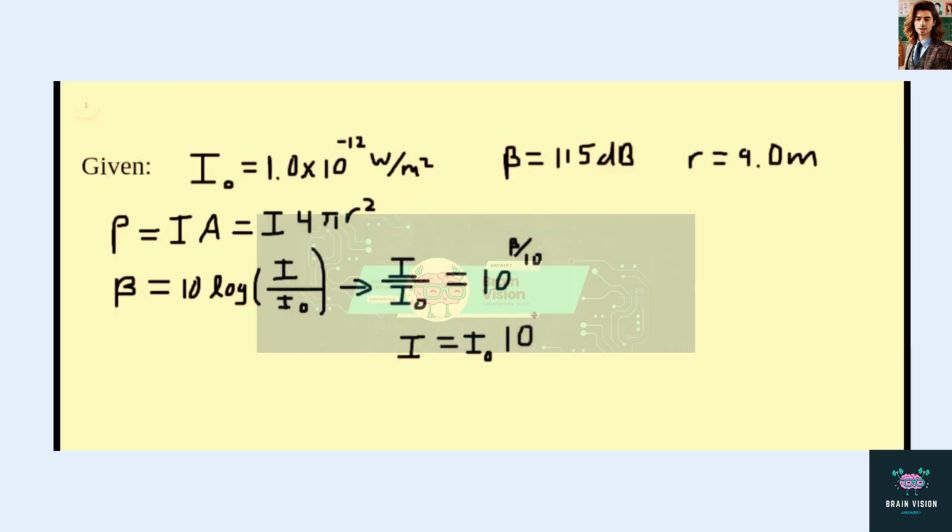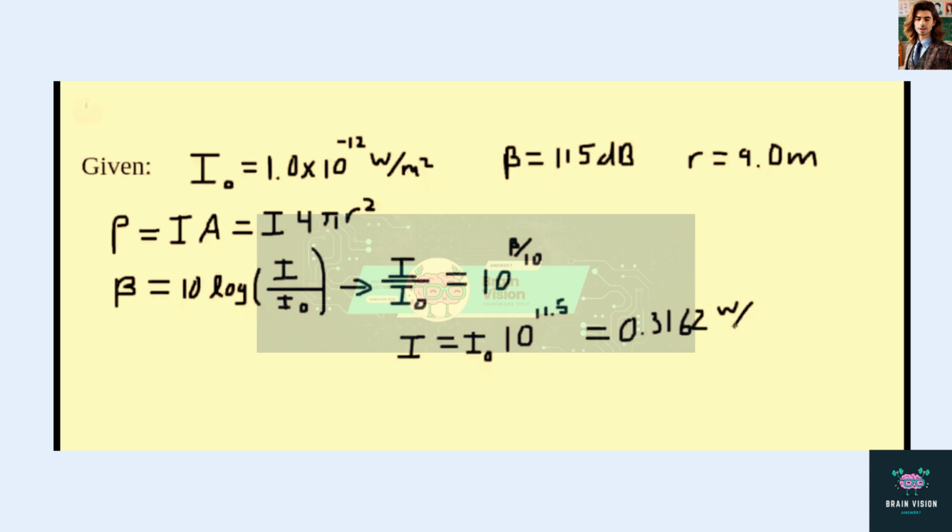Well, beta is 115. 115 divided by 10 is 11.5. So this is 10 to the 11.5. Okay. Well, plug that into the calculator, 10 to the 11.5, multiply that by our constant I naught, which is 1.0 times 10 to the minus 12, 0.3162 units of watts per meter squared. So now we know I.